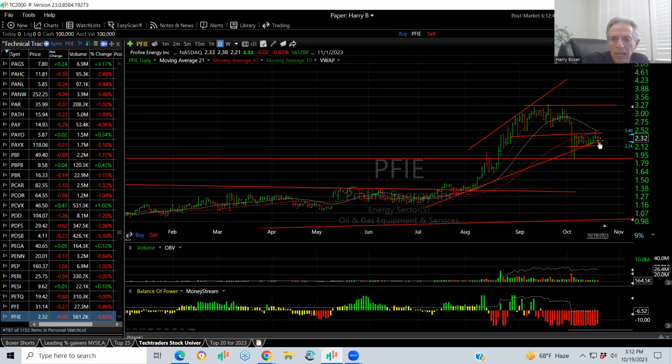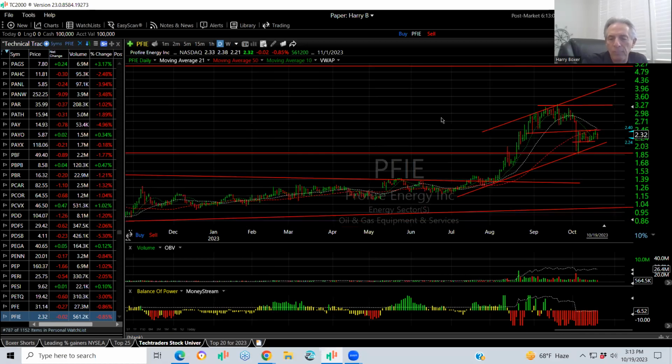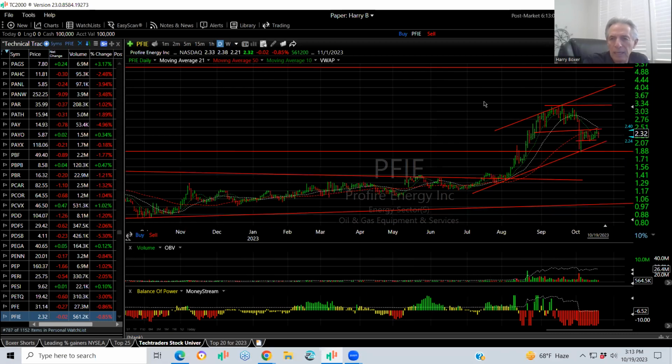The channel angle has changed. Let's call this the channel angle now. Always draw a parallel line. So my targets are, if it gets above 2.50 to 2.52 with volume, 2.5, 3.0, and then maybe 4 plus. Ultimately, it could be a $5 stock.